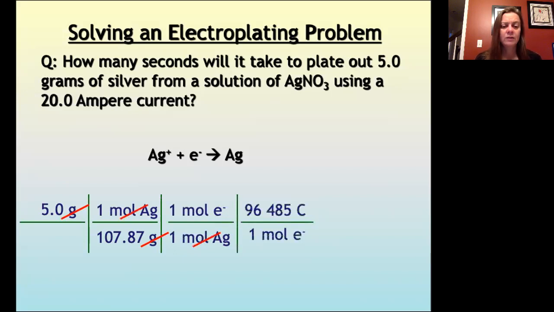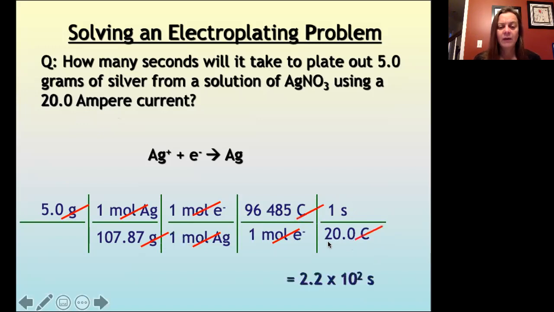And now we need to convert from moles of electrons to coulombs. So we're going to use that Faraday constant, 96,485 coulombs per mole of electrons. And then we're going to use the fact that our current is 20 coulombs per second, because an ampere is a coulomb per second. And so we can use 20 coulombs per second here to cancel out our coulombs. And we get that it will take us 220 seconds.